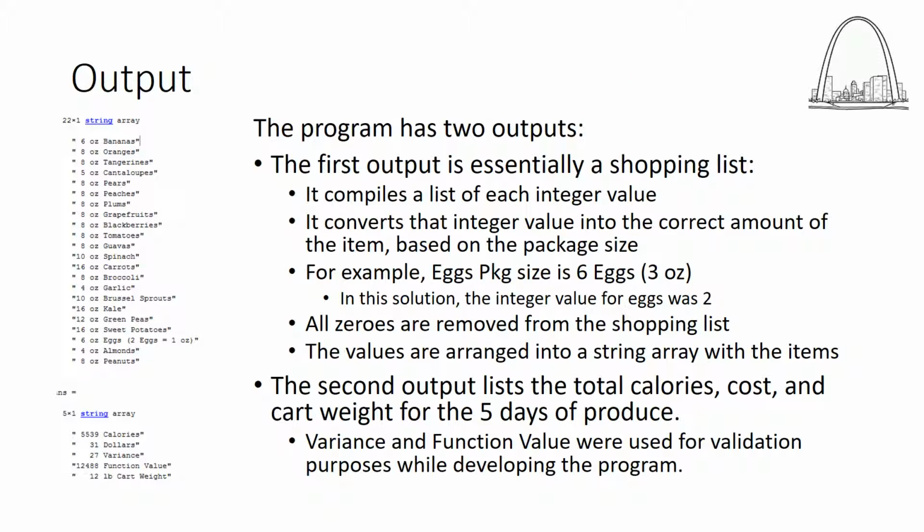And then the output is an array that compiles a list of each integer value and converts the integer value to the correct amount of the item based on the package size. For example, the eggs package size is 6 eggs. In the solution, the integer value for eggs was 2, so it prescribes 12 eggs. Essentially, this is creating a shopping list for you to go shopping with. It removes all the zeros to keep it clean and tidy, and then it arranges the values into a string array with the item's description. The second output lists the total calories, costs, and cart weight for the 5 days of produce. Invariance and function value were just used for validation purposes while developing the program.